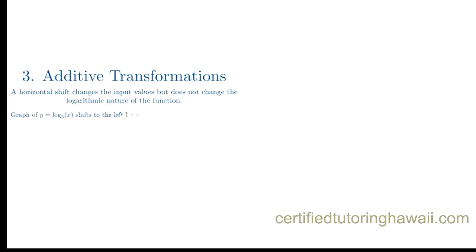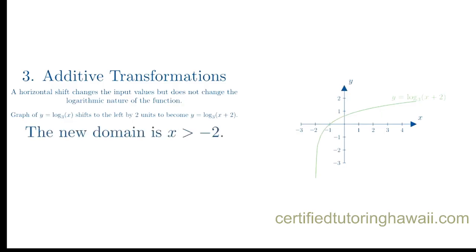Our third topic is additive transformations. A common transformation you'll see is a horizontal shift. This occurs when you add or subtract a number inside the logarithm with the variable x. A horizontal shift changes the input values, but it does not change the fundamental logarithmic nature of the function. For example, consider the function y equals log base 3 of x plus 2. The addition of 2 inside the parentheses shifts the entire graph of y equals log base 3 of x to the left by 2 units. This transformation also shifts the domain and the vertical asymptote. The new domain becomes x is greater than -2. The key, however, is that the function still behaves like a logarithm.